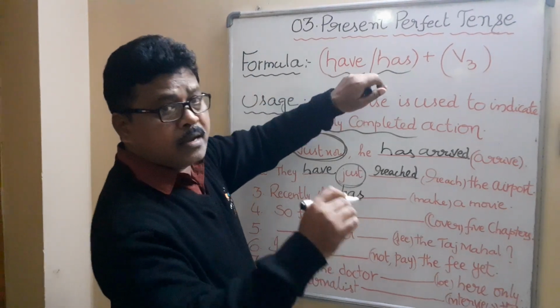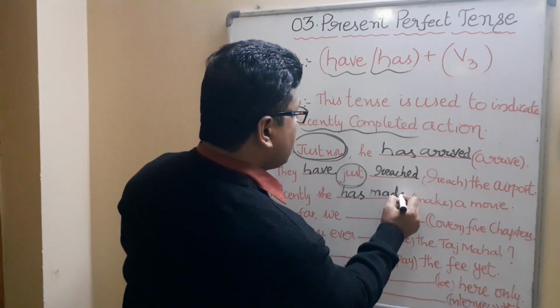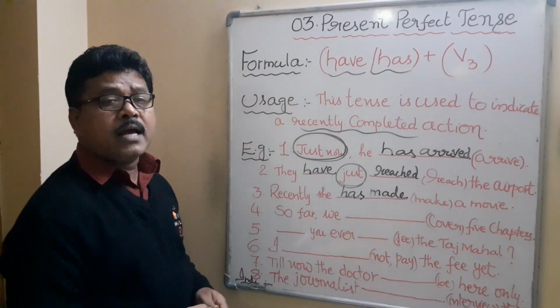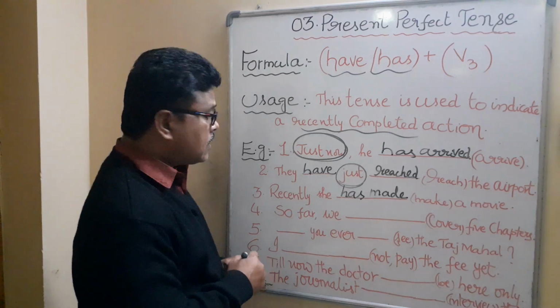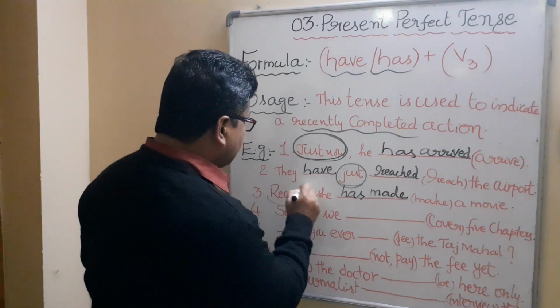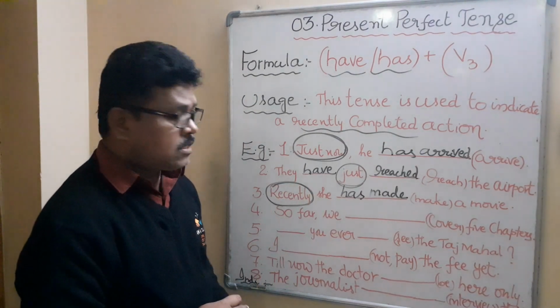She has made. V3 is made. She has made a movie. Recently she has made a movie. This is the answer. Okay, so what is the indication here? Recently is the indication. This is the time indication. Recently is the indication.